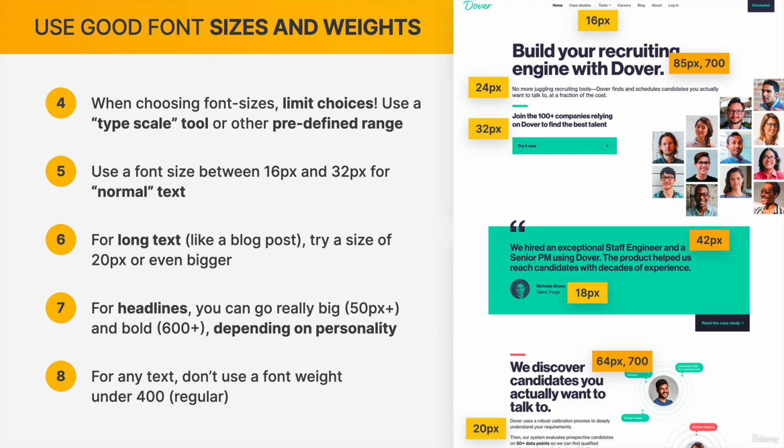Now, the final rule about using good font sizes and weights is to use a font weight that is not under 400. If you go below 400, that would be light or really light text, and that is hard to read. So just don't go below 400, which is basically a regular font weight.